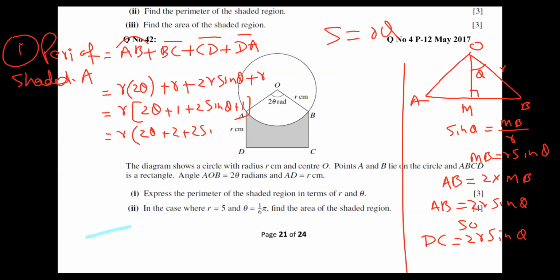Let's discuss part number 2. We're asked for the shaded area. How do we get the shaded area? R is given, theta is given. What's the plan of action? If I join this straight line in the diagram, the middle one, the top is a triangle area and the bottom is a rectangle area.